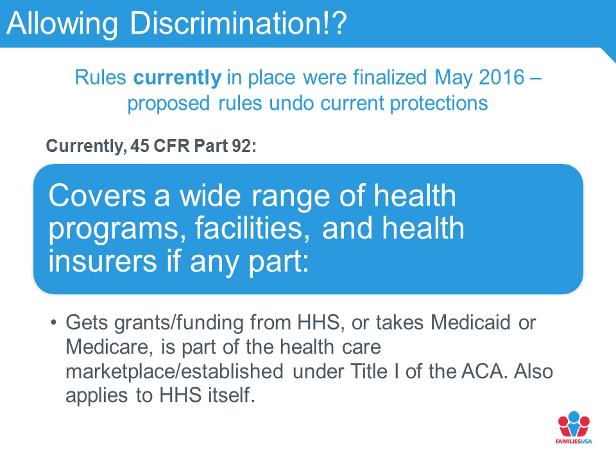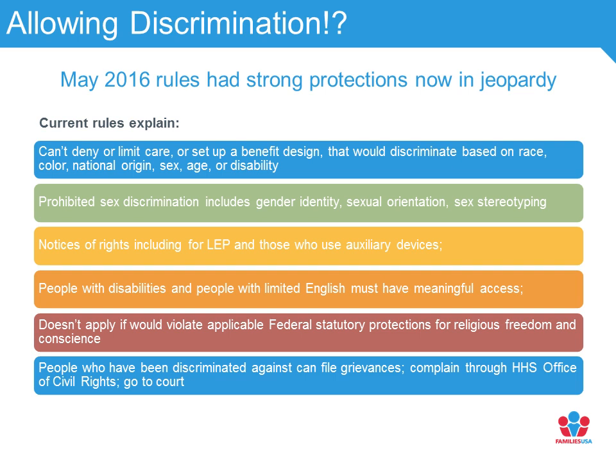Rules detailing the requirements of 1557 were finalized by the Obama administration in May 2016, and it's those rules that are now in jeopardy. Those rules explain that you can't deny or limit care or set up a benefit design that would discriminate, that sex discrimination includes discrimination on the basis of gender identity, sexual orientation, and sex stereotyping, that people have to receive notice of their rights, and this includes notices for people with limited English proficiency, and notice to people with disabilities who might rely on auxiliary devices to communicate with their health plans.